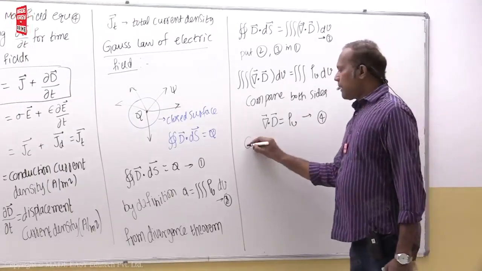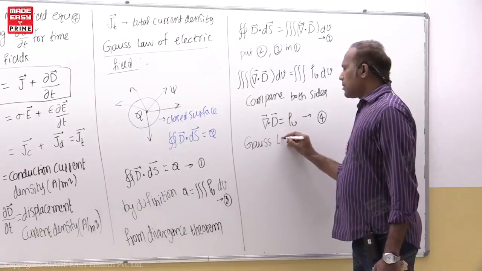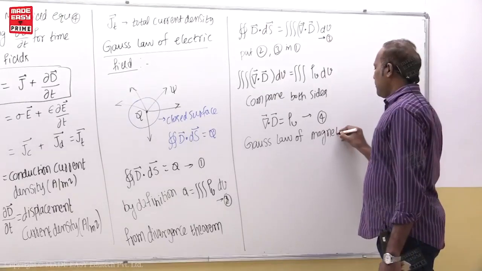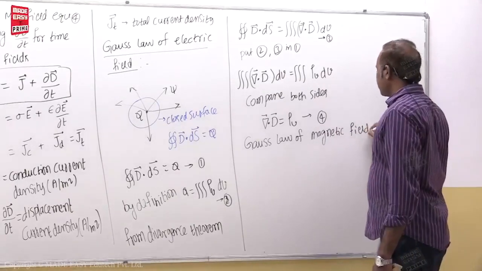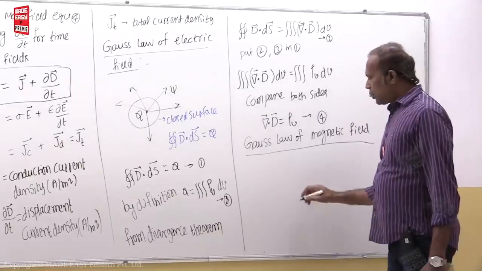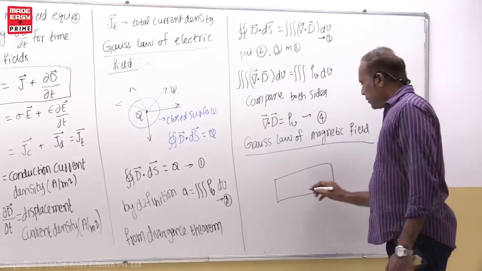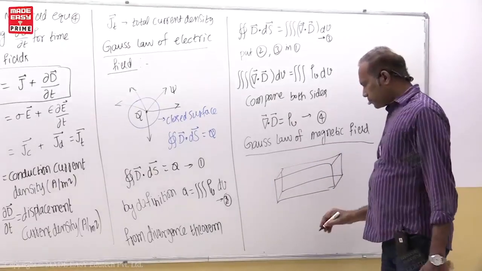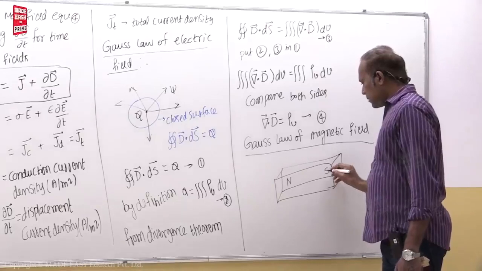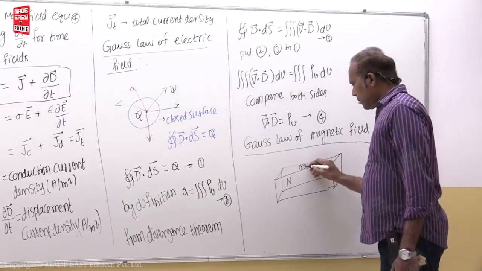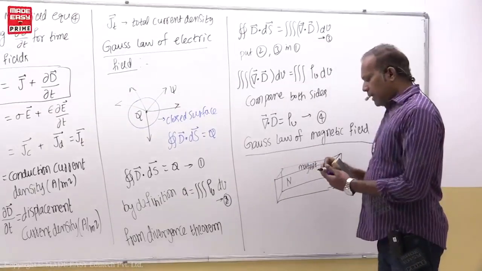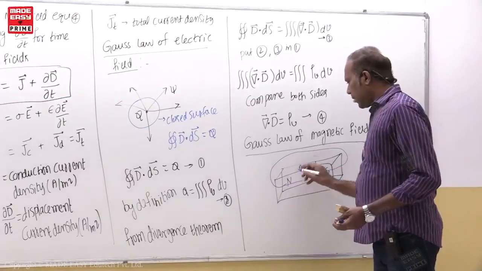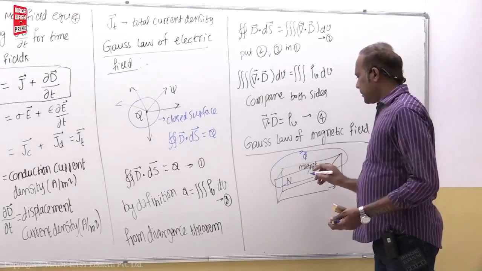Now the fourth Maxwell equation came from Gauss law of magnetic field. Already I told you, if you take one magnet like this, then this is the north pole and the south pole, and this one is the magnet. From the north pole, magnetic flux comes out, then again it goes internally. So this is magnetic flux.